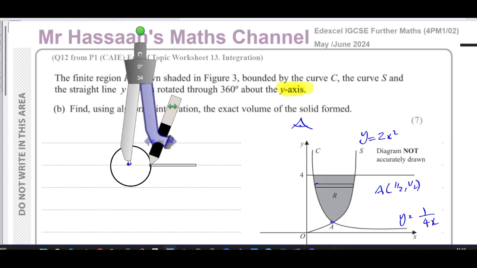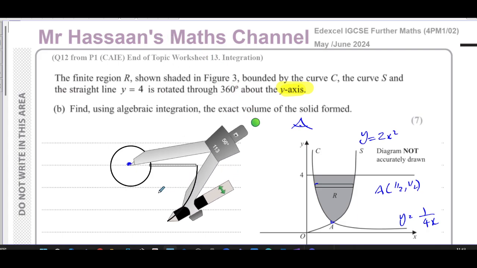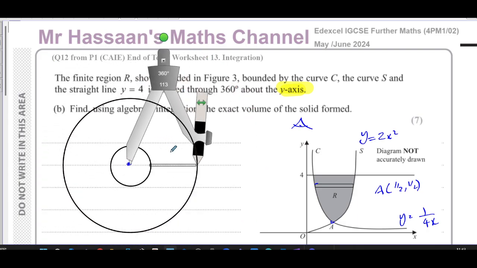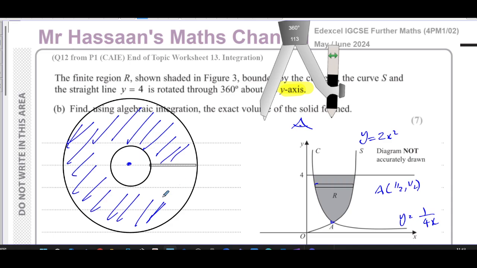Okay, and this part of it here would trace this type of shape. So you would end up with this kind of shape with the hole in the middle. This would be like the shaded area rotated around the y-axis. And remember, there's a bit of a thickness to it. If you look from the side, it will look something like this.